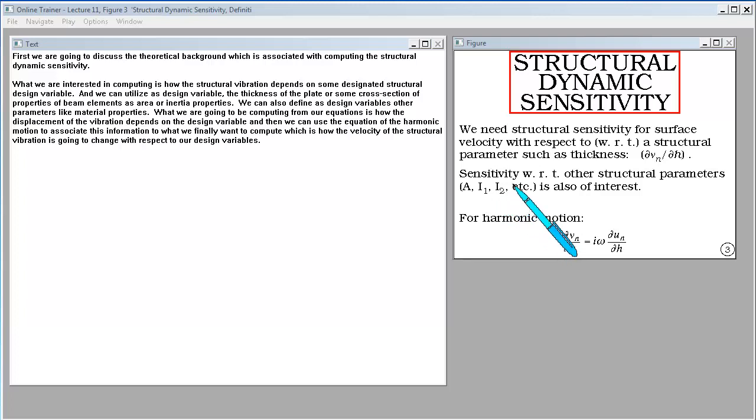What we are going to be computing from our equations is how the displacement of the vibration depends on the design variable, and then we can use the equation of the harmonic motion to associate this information to what we finally want to compute, which is how the velocity of the structural vibration is going to change with respect to our design variables.